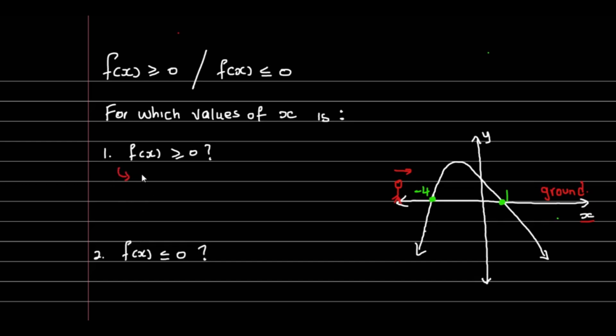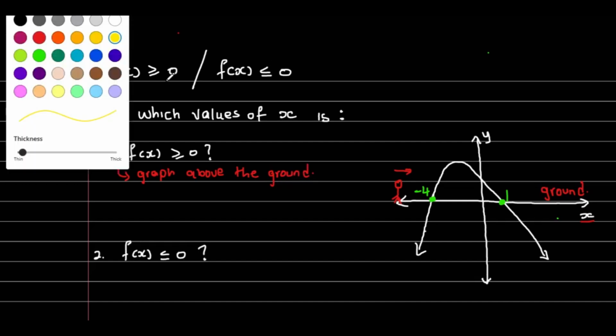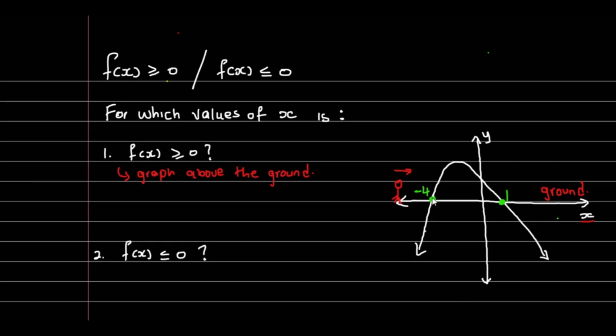So they are asking where is the graph above the ground. I'll definitely indicate that on the graph so that you can understand where the graph is above the ground. If the x-axis is my ground, you can see that from this point going up in that direction, the graph is above the ground all up to that point. So it's going to be from -4 all the way to 1.